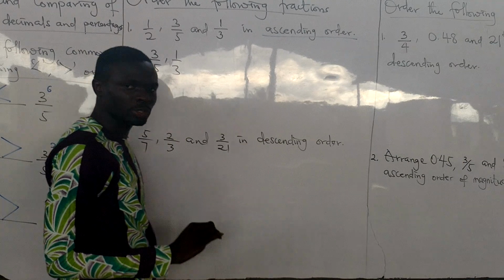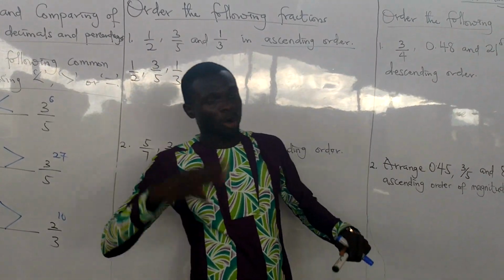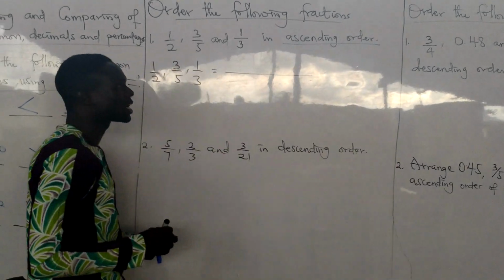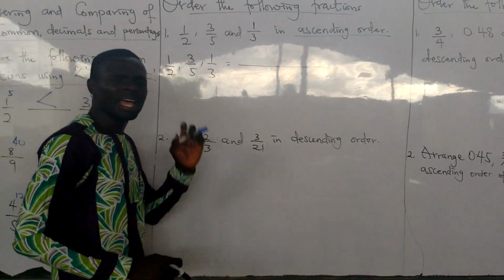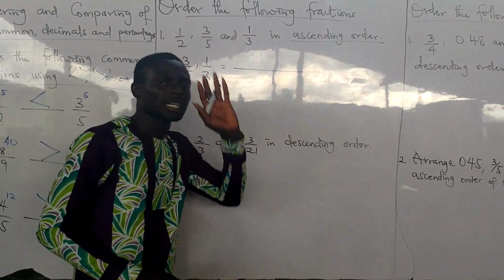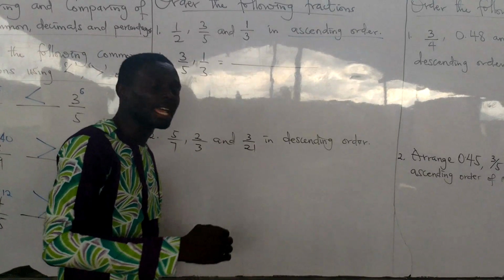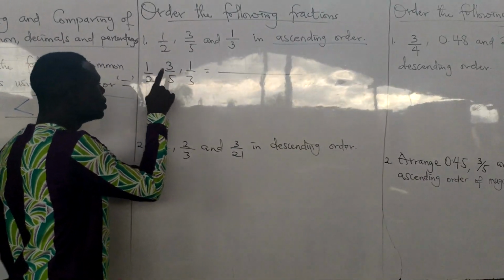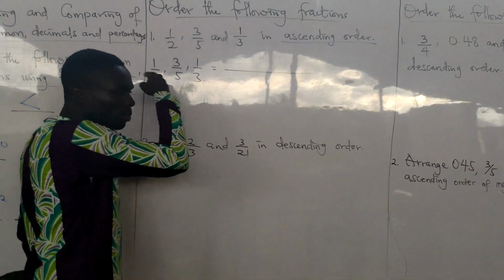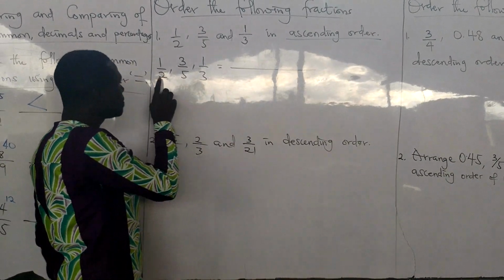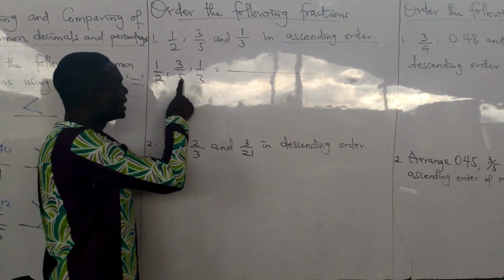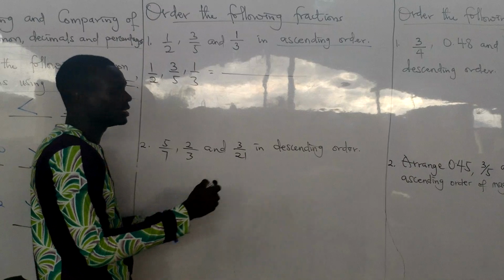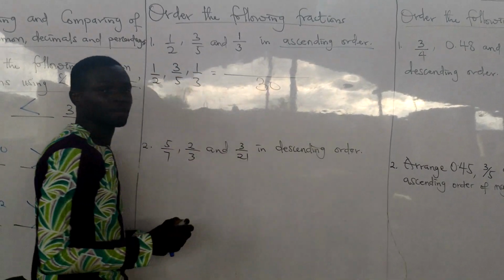Now when it comes to the ordering of fractions, 3 or 4 fractions, I have to find my LCM. And how can I get the LCM? You can get the LCM by multiplying all the denominators. What are the denominators? 2, 5, and 3. Multiply these denominators. If you multiply 2 by 5, you are going to get 10. 10 by 3 will give you 30. So it means the LCM for these denominators will give us 30.